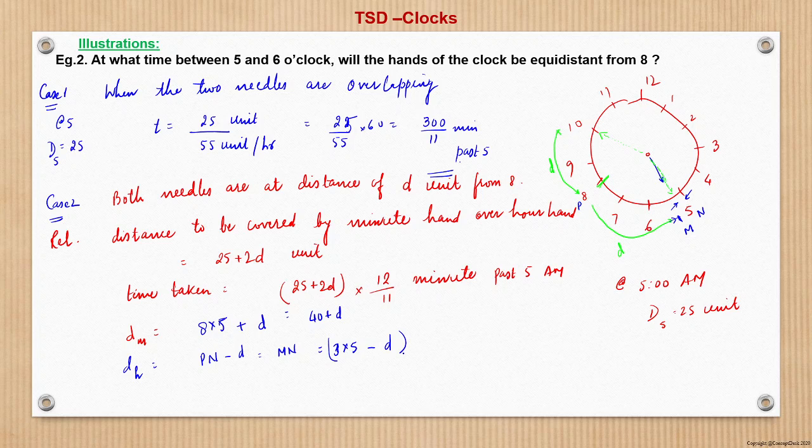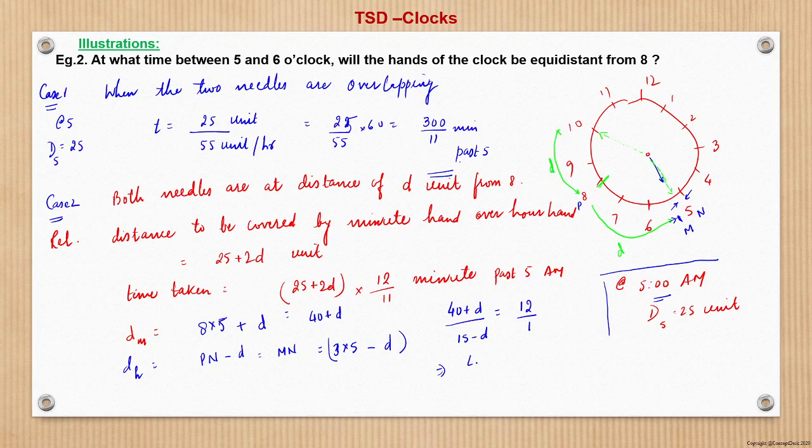So this is the distance in the same time covered by the hour hand from 5 o'clock. The anchoring has been done, or the reference is being taken, at the 5 o'clock position. So this is the distance. Now the speed ratio we know is 12 is to 1, so we can equate the ratio. Distance covered by the minute hand is 40 plus d. Distance covered by the hour hand is 15 minus d. And in the same time this distance has been covered, so this will be equal to the speed ratio, which is 12 is to 1. So from here we can solve this.